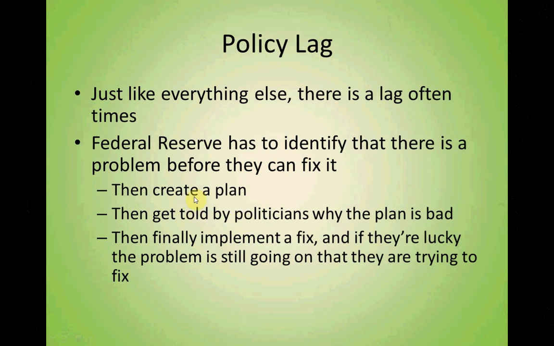So they make a plan, and then politicians will typically tell them why it's wrong. Anyways, economists and politicians are usually at odds. Most politicians are not economists, and most economists are not politicians. Finally they implement a fix, and if they're lucky, the problem is still going on that they are trying to fix. Sometimes, as we've talked about with automatic stabilizers, the problems fix themselves. But they have to implement a fix.